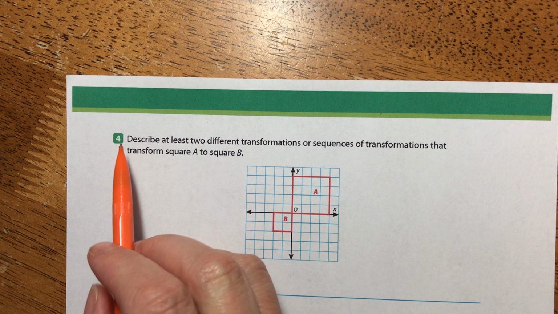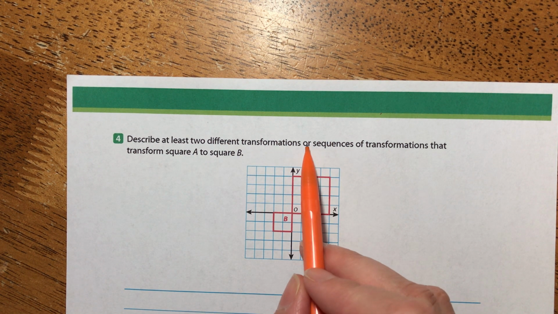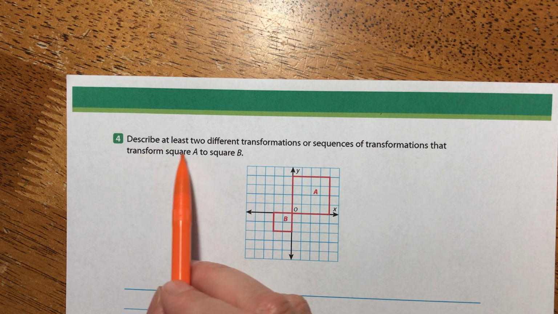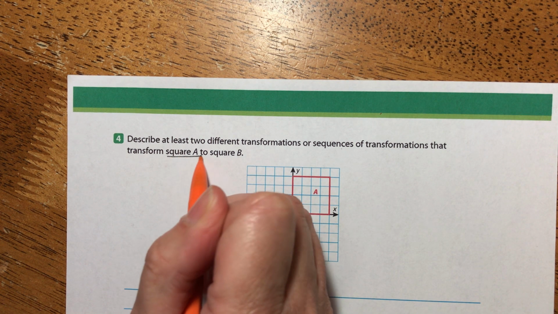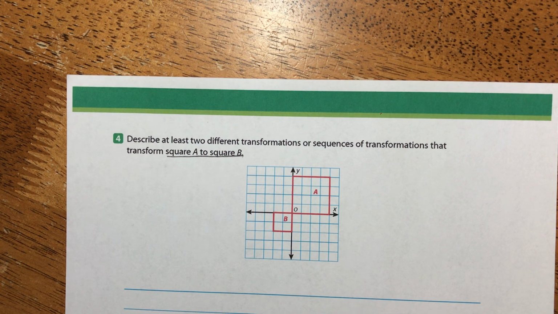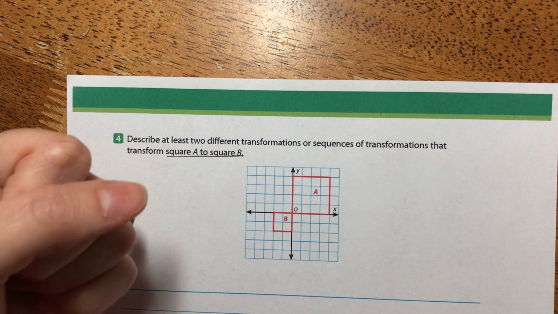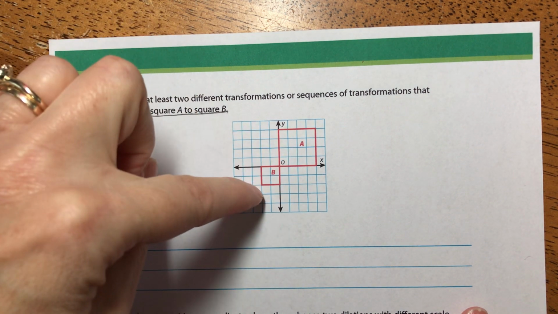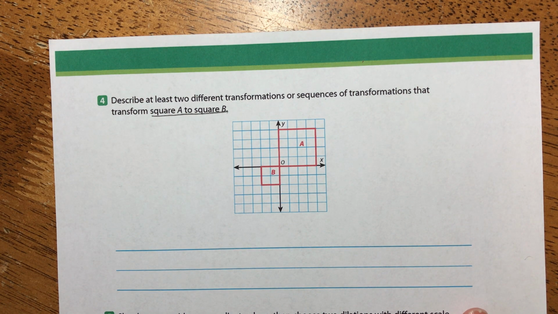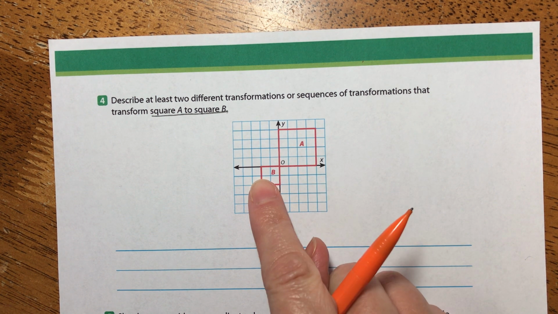Okay. Describe at least 2 different transformations or sequences of transformation that would transform square A to B. This is important. Big square to little square, okay? There's a couple of these on the quiz. So you have to be able to describe, how did I go from here to here? So what's your first thought? Well, what could we do? How do I go from A to B?